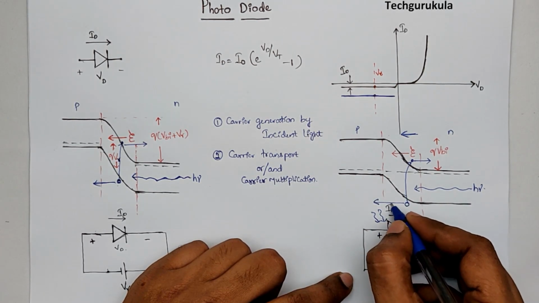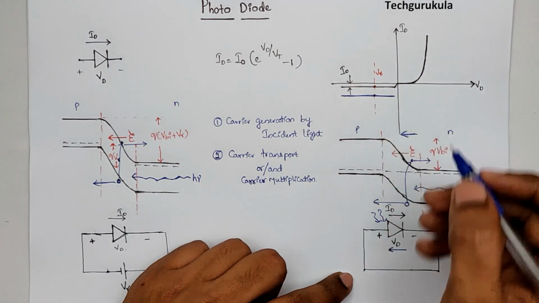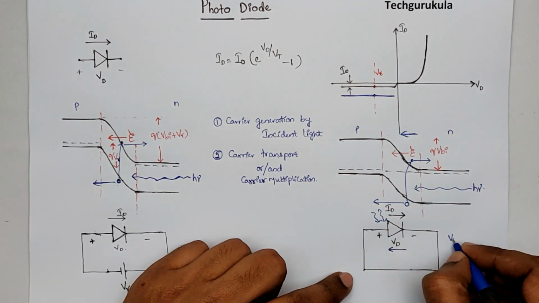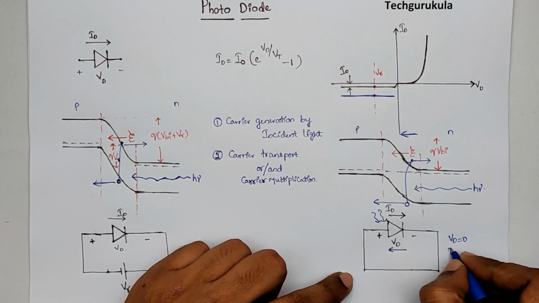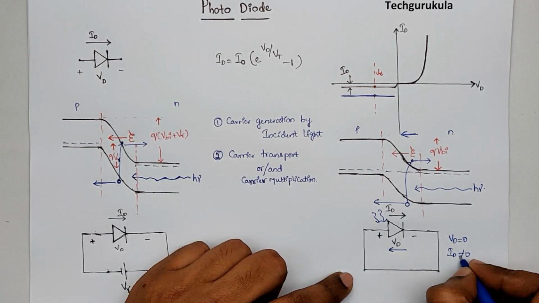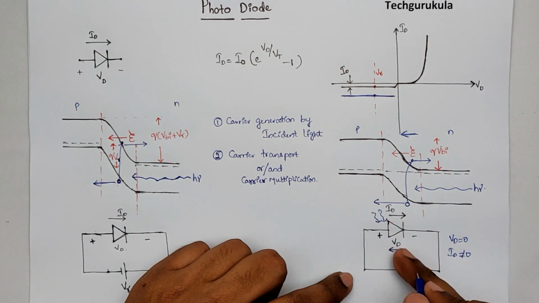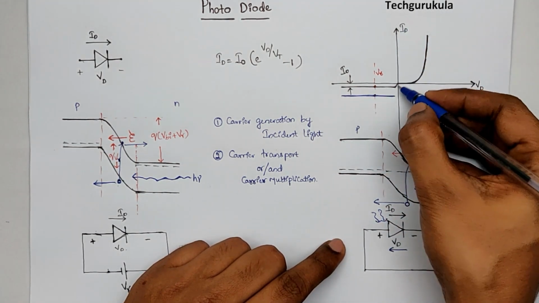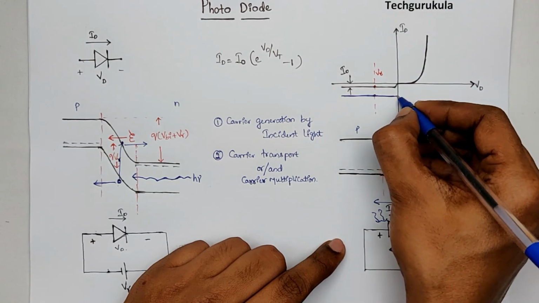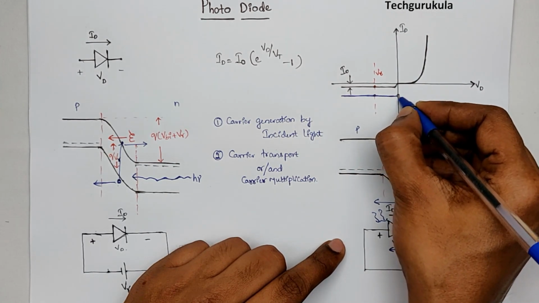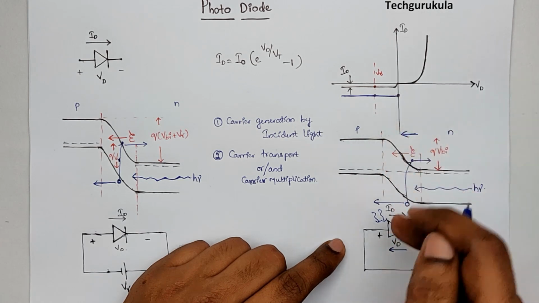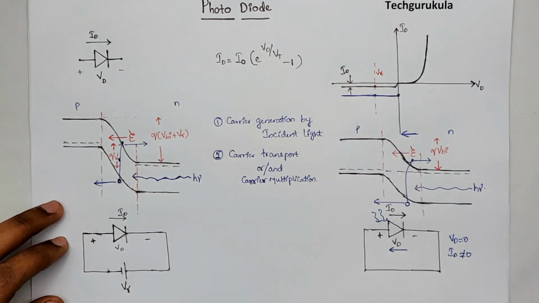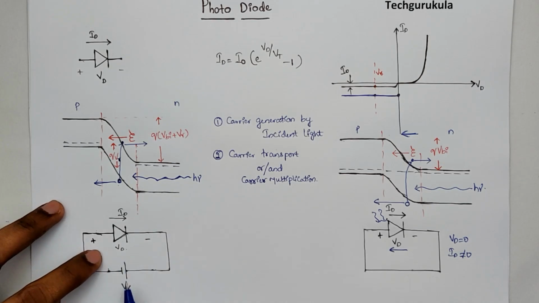So that's why ID is not going to be 0 when the potential applied across the diode is 0, which means in this case Vd is 0, and yet ID is not 0. ID in fact is negative. If you look at this scale, this is the negative side. So the current is going to be a negative value because it is flowing in the opposite direction to that of our reference direction.